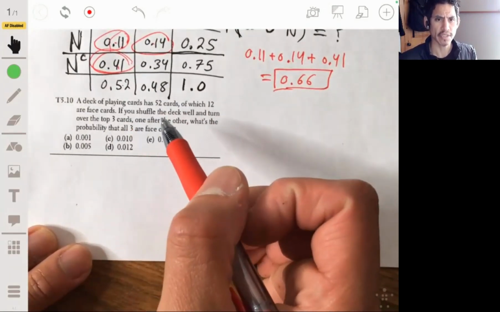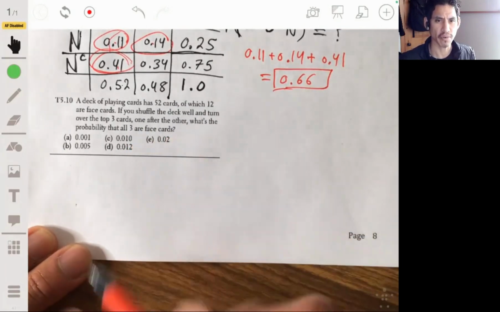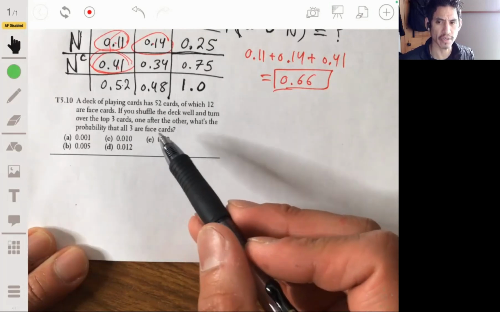A deck of playing cards has 52 cards, of which 12 are face cards. You shuffle the deck well and turn over the top 3 cards one after the other. What's the probability that all 3 are face cards?